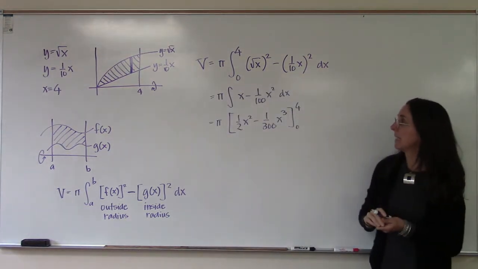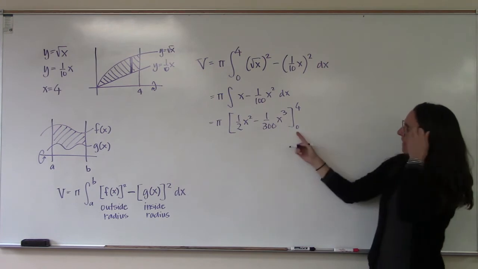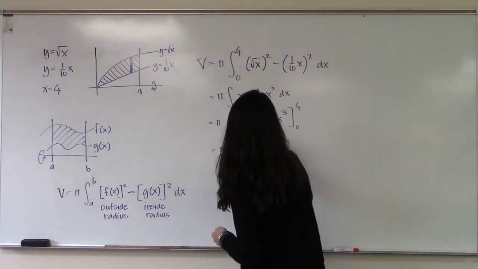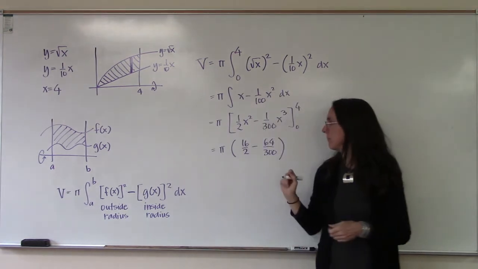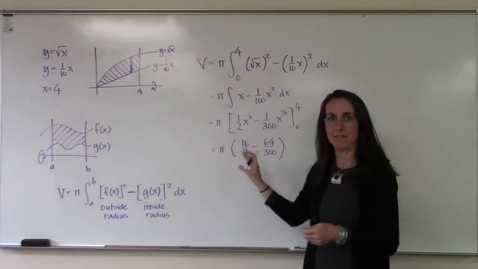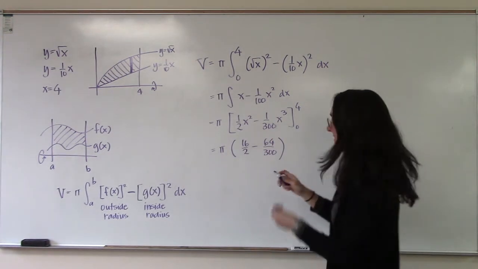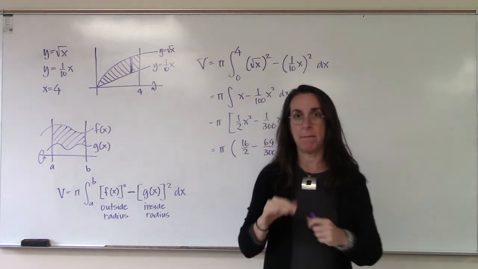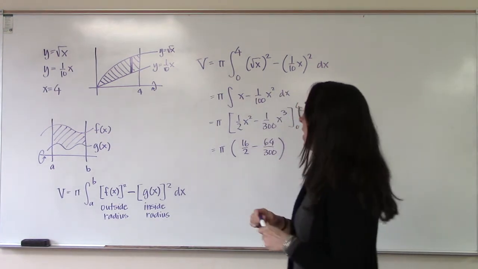Right, so the antiderivative looks like this. We don't get anything when x is equal to 0, when x is equal to 4, 8 minus 64 over 3, you can do this. Finish it, please. Okay, so that's how we can handle cases where there's a hole in the middle.